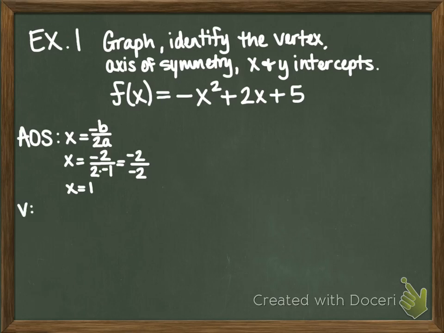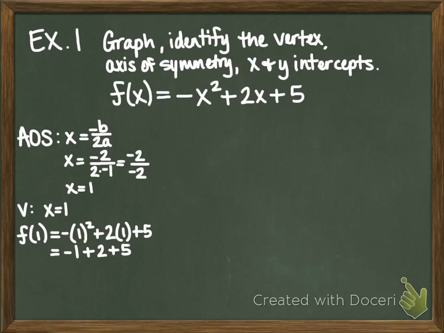Then we're going to find the vertex. For the vertex, we already know the x coordinate. It's x equals 1. Then I'm going to take my 1 and plug it into the function and find out what the y is equal to. So negative 1 squared plus 2 times 1 plus 5. And then I'm just going to use order of operations to simplify. So 1 squared is 1, then times the negative 1 out front, then I can do everything else. So it's going to be negative 1 plus 2 plus 5, which simplifies to 6. So our vertex is at 1, 6.